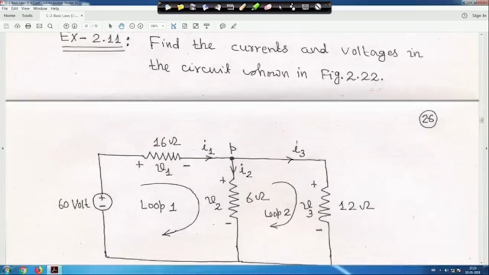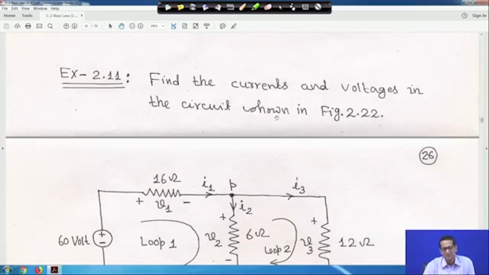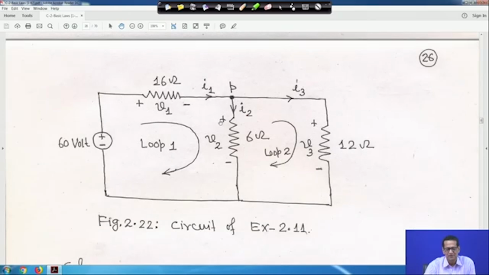Now, another one. Find the current and voltage in the circuit shown in figure 2. Here you have to find the current and voltage. One current I1 is there, I2 is there in this branch, and I3 is there. The voltages are marked here, all polarities are marked. This is V1, this is V2 and this is V3. V1 is the voltage across the 16 ohm resistance, V2 is across 6 ohm and V3 is across the 12 ohm resistor.